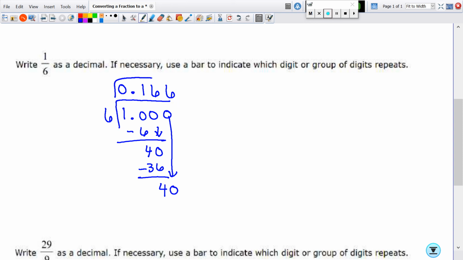So whatever's in front of the repeating number, you write that down. And then the number that's repeating, it's not 16 that's repeating, it's just the 6. So you put a repeating bar over the 6. Like that.